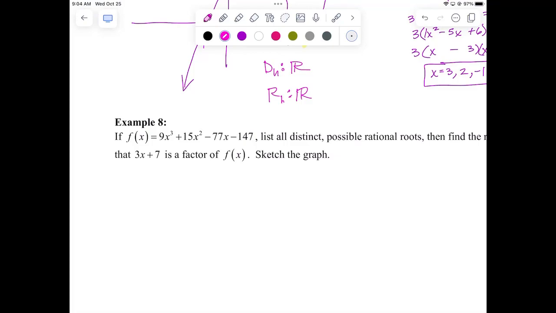Is there any common factor, first of all, in f of x that we could factor out? It would make everything else easy. A 3? Well, the 9 has a factor of 3. The 15 has a factor of 3. Is 77 divisible by 3? Do y'all know the trick to determine quickly if something's divisible by 3?